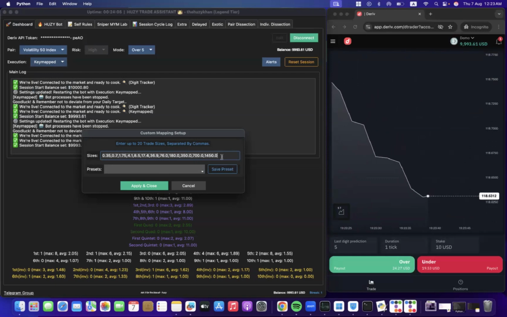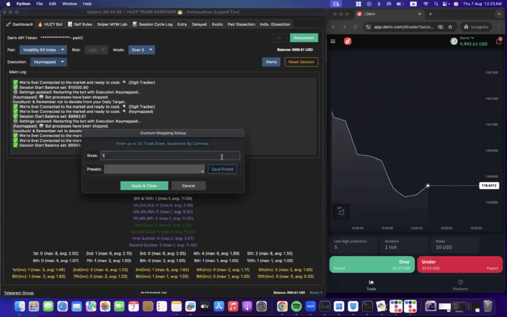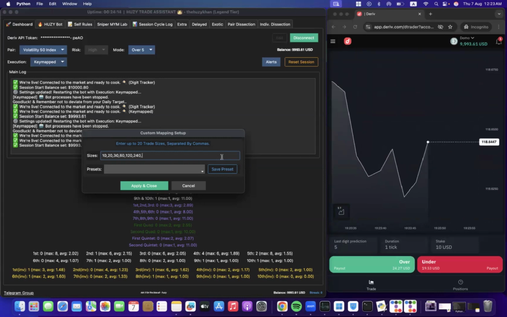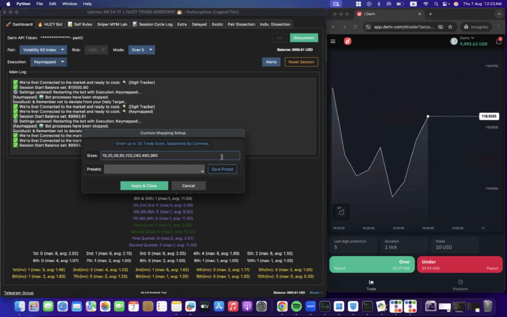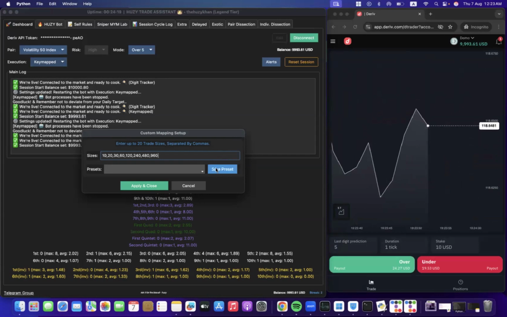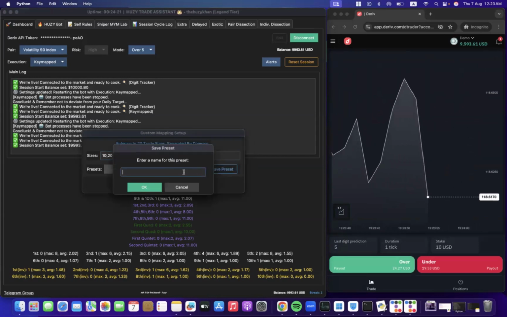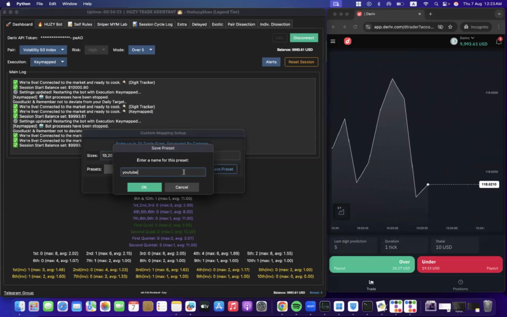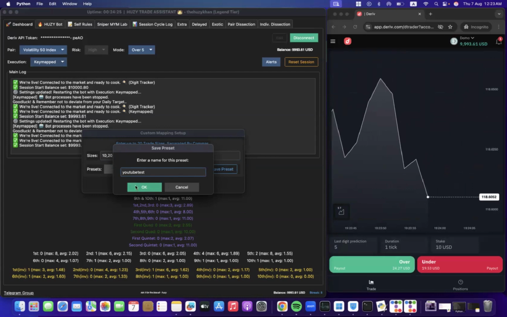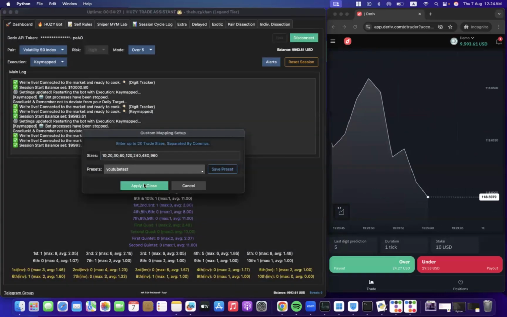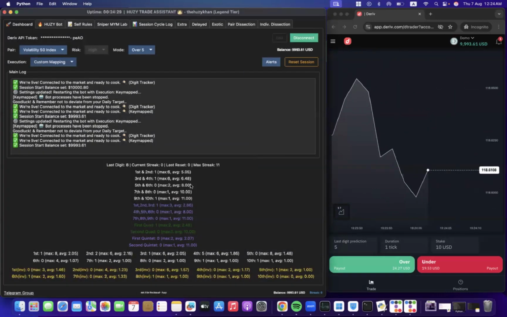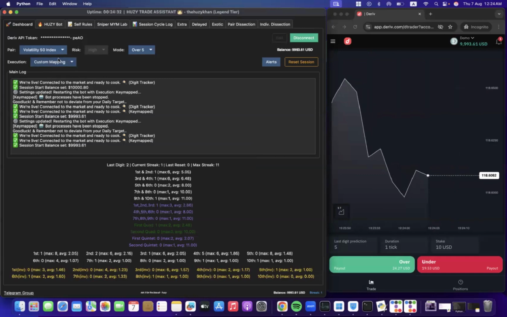But we're making our custom sizes. So I'm going to write 10 separated by a comma, 20. This is what I'm going to be using in my trading. Okay, and I'm going to click on save preset. I'm going to give it a name, YouTube test. Click on OK. Now it's saved. So custom mapping is saved.